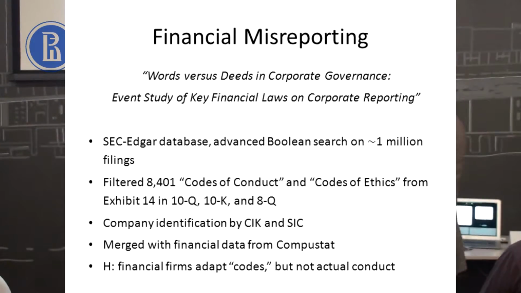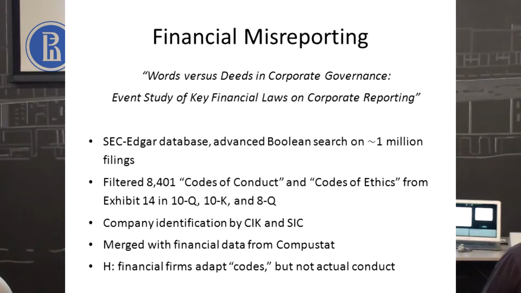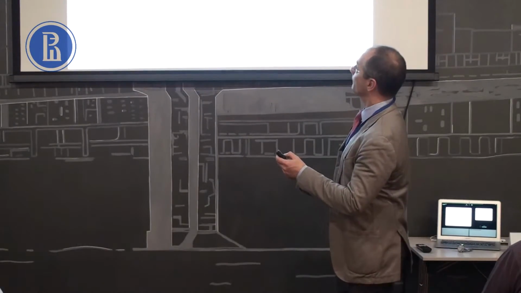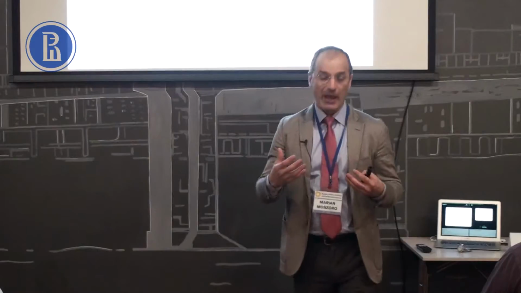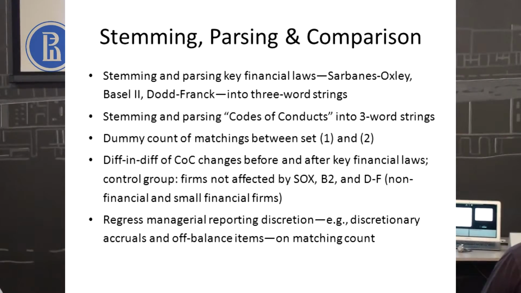So we were analyzing all those codes of conduct together with company characteristics, and here is the hard data set. How do you complement? By the identification number, the company identification key, merged with financial data, but then how do we analyze those codes of conduct? First, the hypothesis was that legal acts like the Sarbanes-Oxley, Basel II, and Dodd-Frank also influenced the way companies wrote their codes of conduct. So this is the hypothesis.